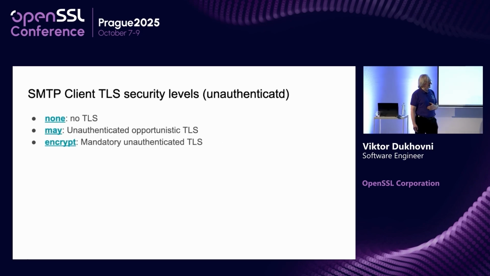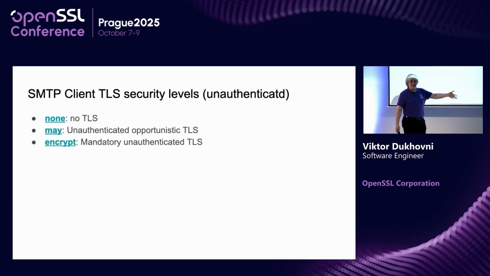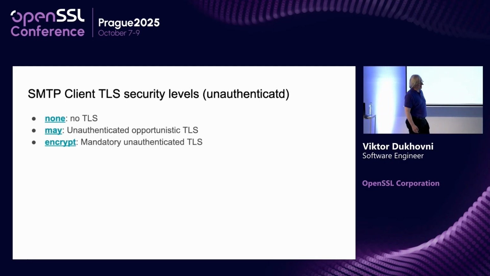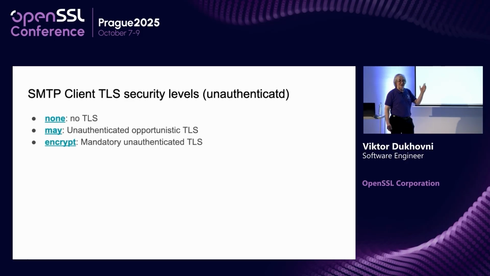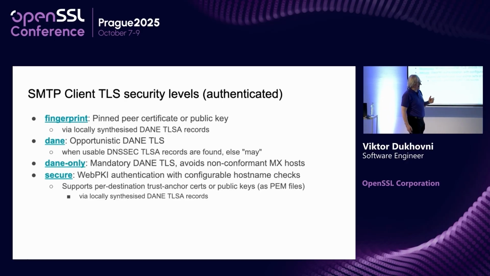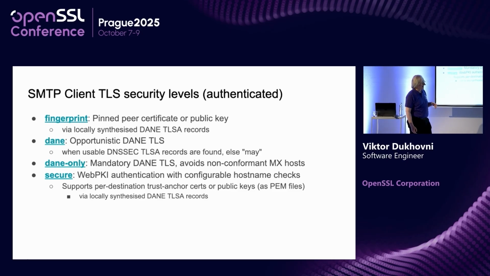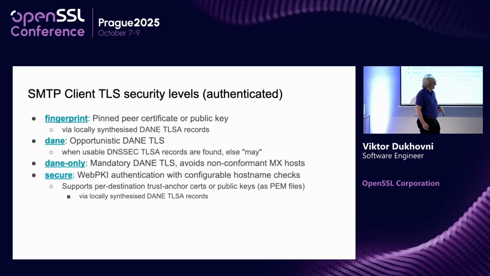So the client has lots of different security levels. It can be configured to not do TLS at all, ever, no matter what the server offers. It can configure opportunistic TLS. It can configure mandatory TLS, but without any authentication. Encrypt. Yeah, who cares who you're encrypting to? You may be talking to an attacker, but hey, it's encrypted. So the passive monitoring is not an issue, but everything else is.